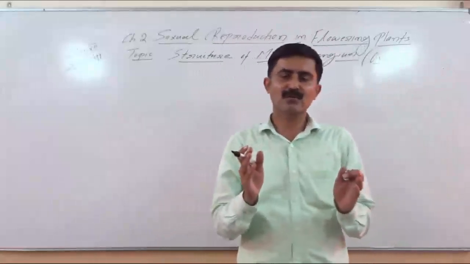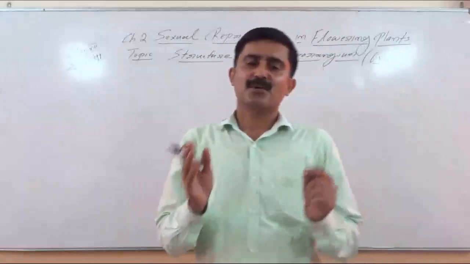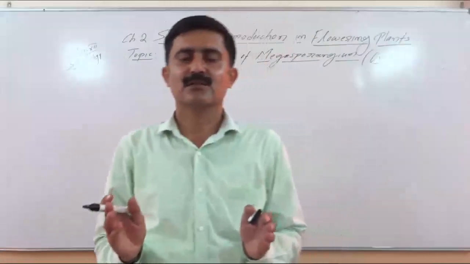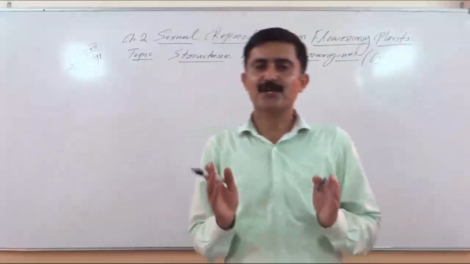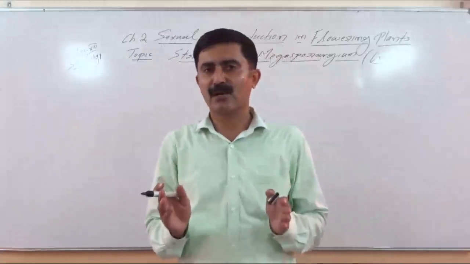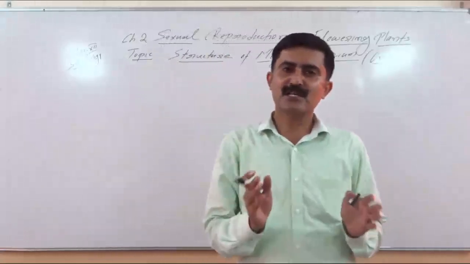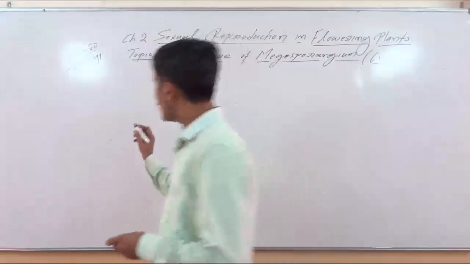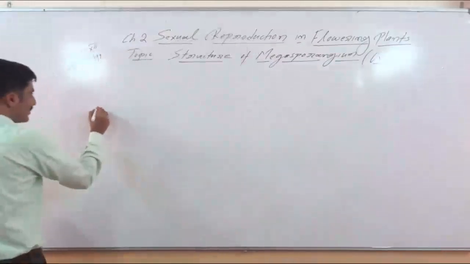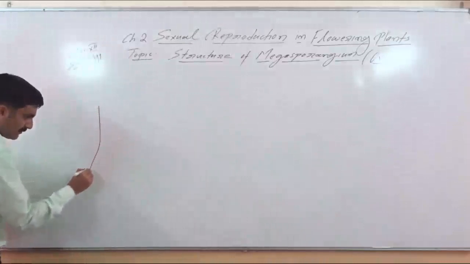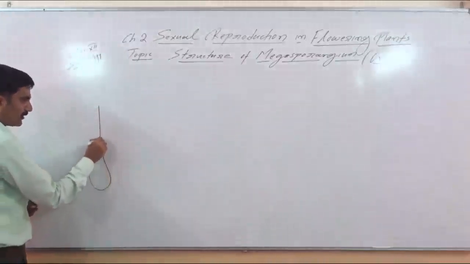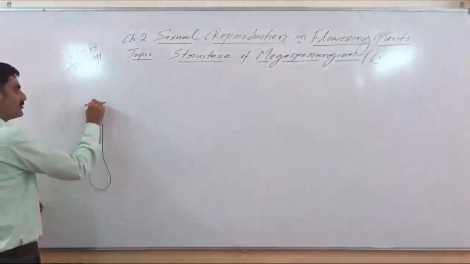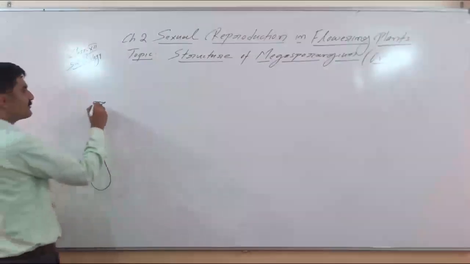All of us know that the female reproductive part is called pistil or carpel. These pistils and carpels together are known as the gynoecium. If we look into the structure of a carpel, we know it consists of three parts.